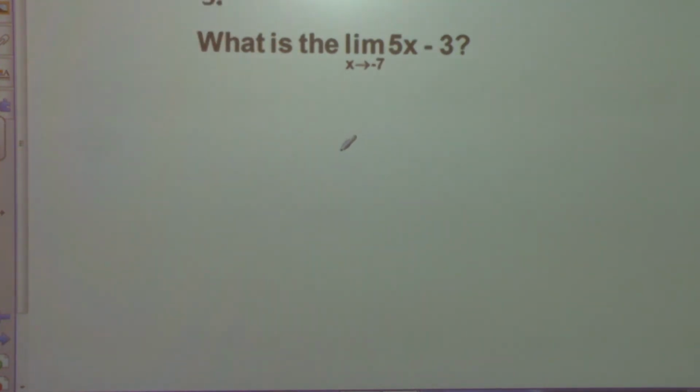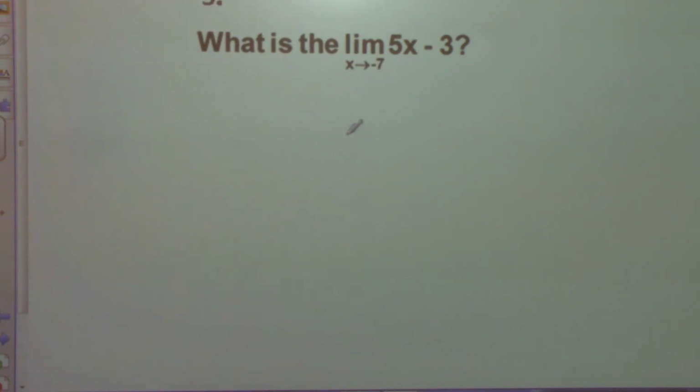Next, number 5, the limit as x approaches -7 of 5x minus 3. This one should be pretty simple. All you can do is substitute in. There's really no other way to go on this. And then you have -35 minus 3, you'll have -38. Does that sound right? Okay.